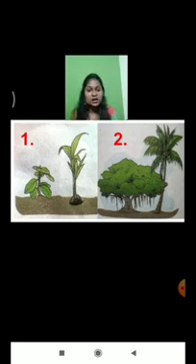Okay, in the two diagrams you can see that the first tree is a banyan tree and the second one is a coconut tree. So can you see the difference between the growth of the banyan tree and the coconut tree? Here the banyan tree is growing in the widthwise manner. On the other hand, if we observe the coconut tree, it is becoming taller and taller.